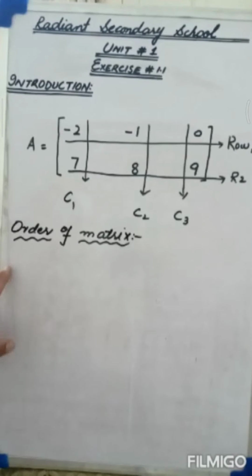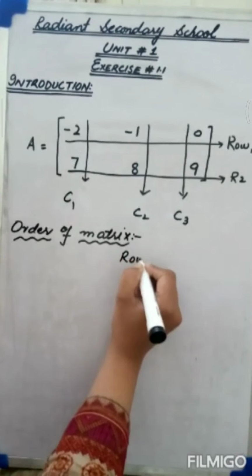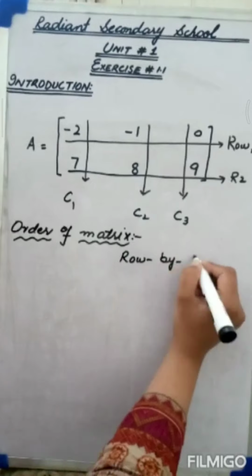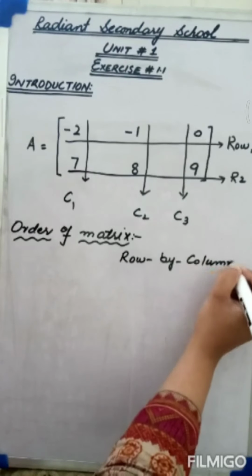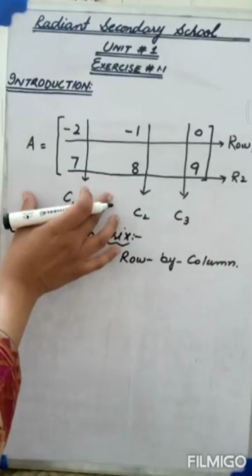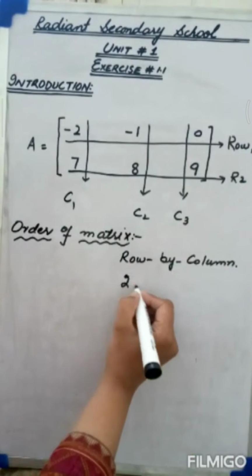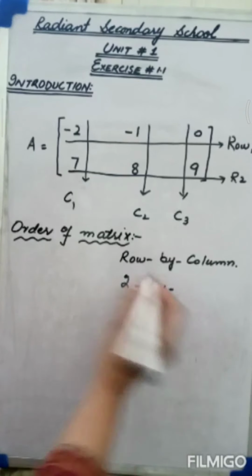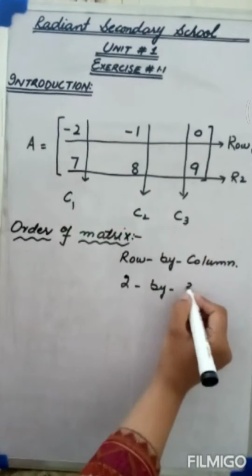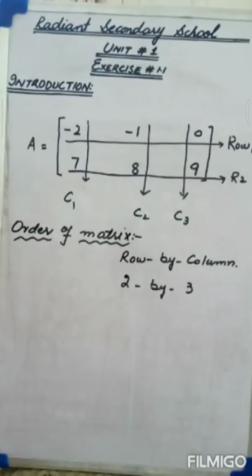Here is the next topic, that is the order of a matrix. The order of the matrix is found by checking the rows and columns. The number of rows and the number of columns specifies the order of the matrix. We write row by column. This is called the order of the matrix. In this matrix A, how many rows are there? 1 and 2. So this is 2 by, and how many columns are there? 1, 2 and 3. So the order of this matrix will be 2 by 3.